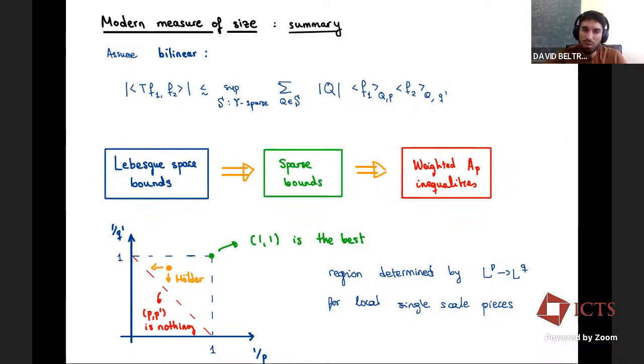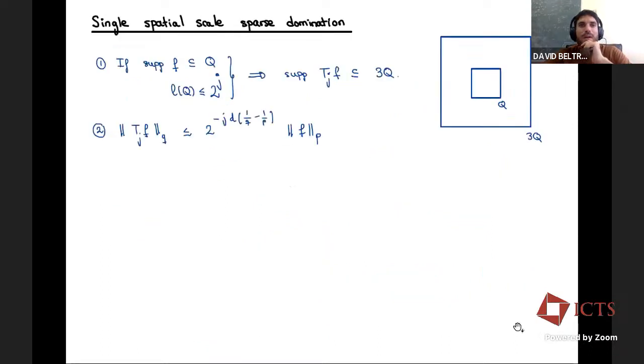And so we want to determine what is the region in this upper triangle in which we have a sparse bound, and to obtain the sharp things. And the region is going to be determined by the L^p-improving properties of the local single scale pieces. So let me comment on proofs for sparse domination results, and then explain what is known for Bochner-Riesz.